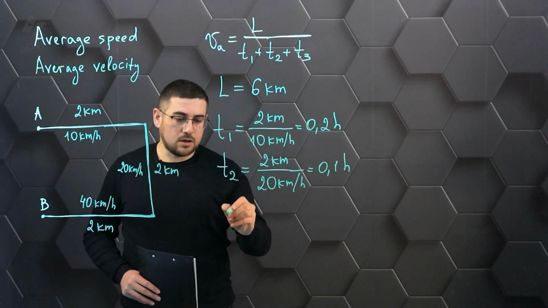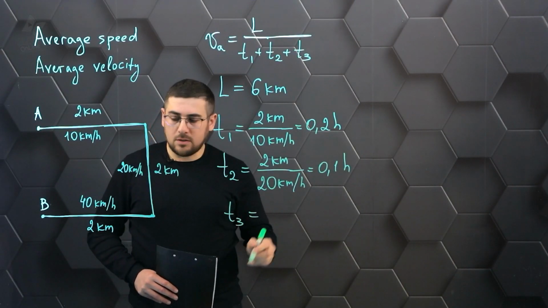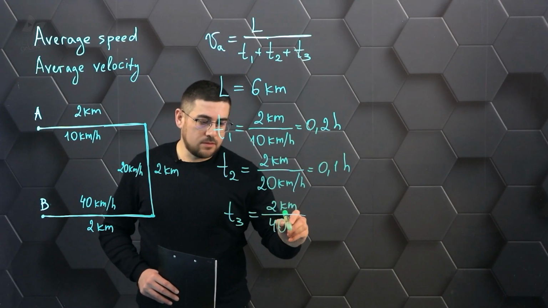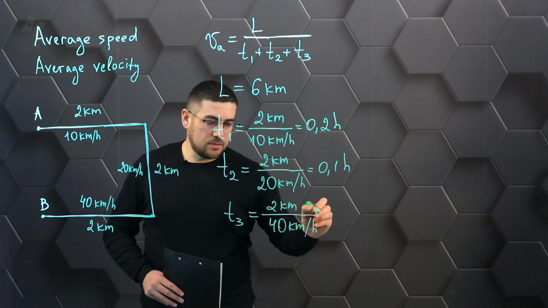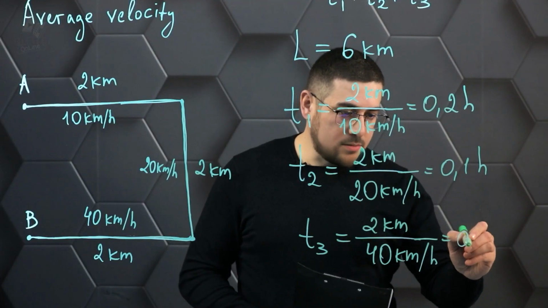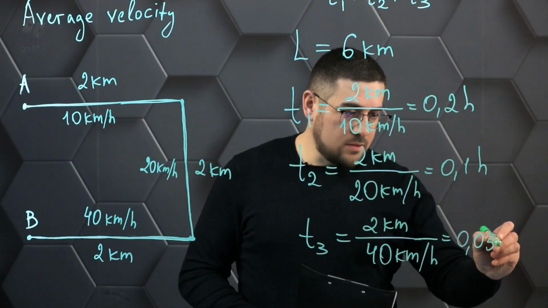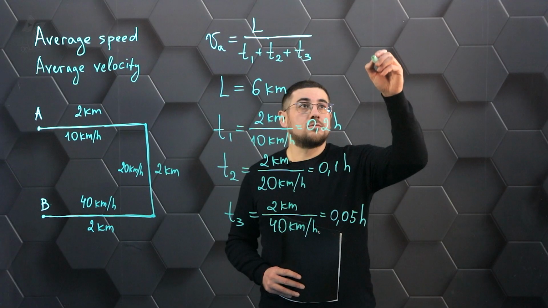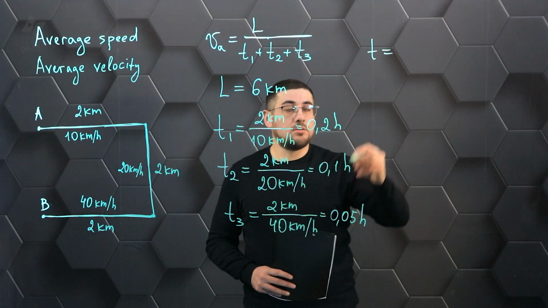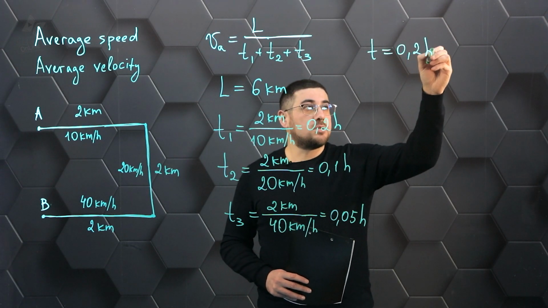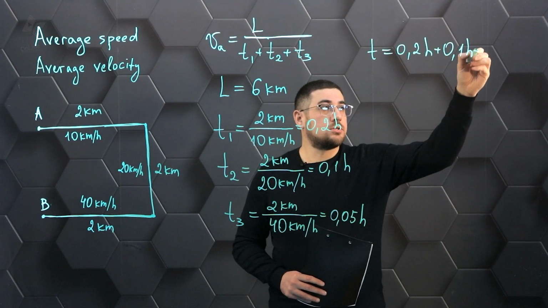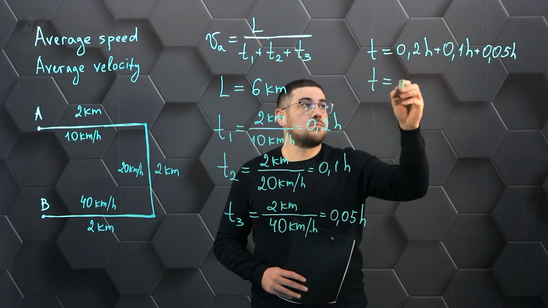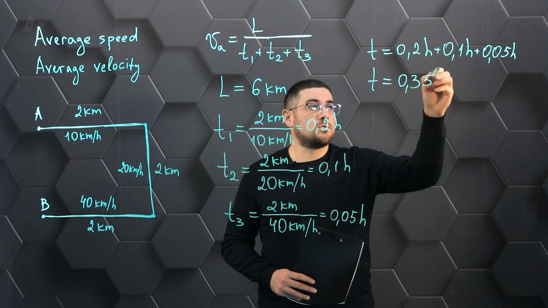And so the third section, we calculate the time on it. And we get a time equal to 0.05 of an hour. So the total travel time is 0.2 of an hour plus 0.1 of an hour plus 0.05 of an hour. We get 0.35 of an hour.